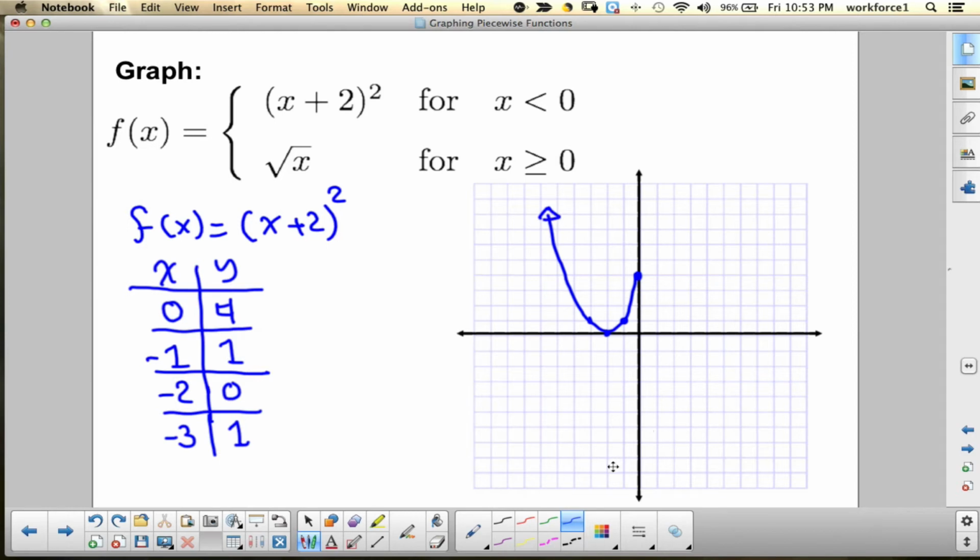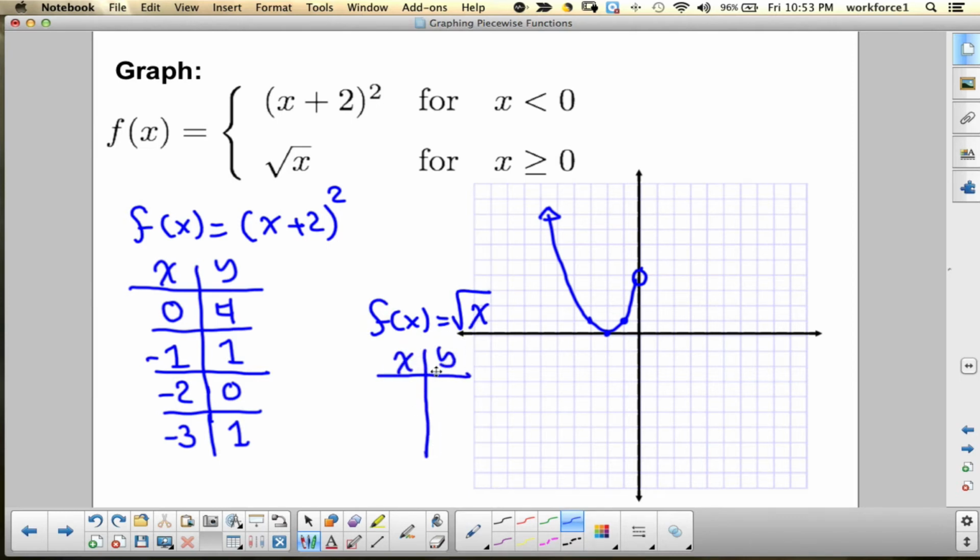So this is the graph of the first piece, but the endpoint should not be included. So I'll make sure that this endpoint becomes open. Now the second piece of this graph, this function, is f of x equal to square root of x. This one I have to be a little bit careful.